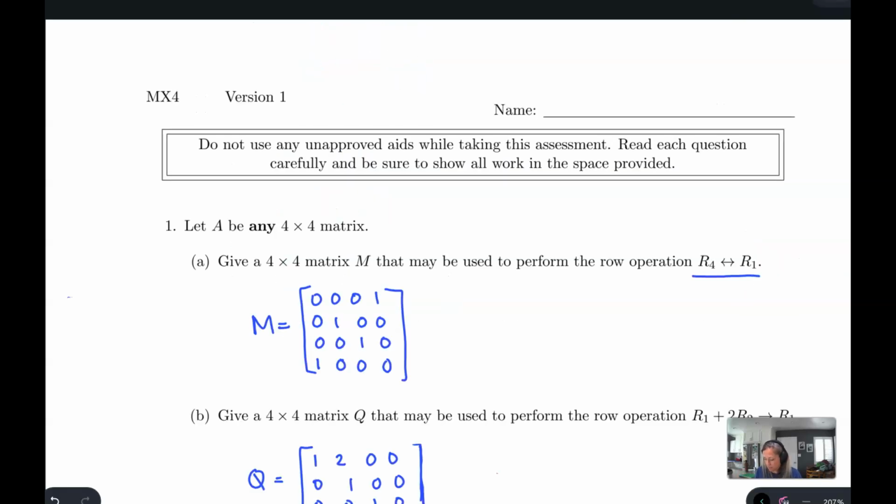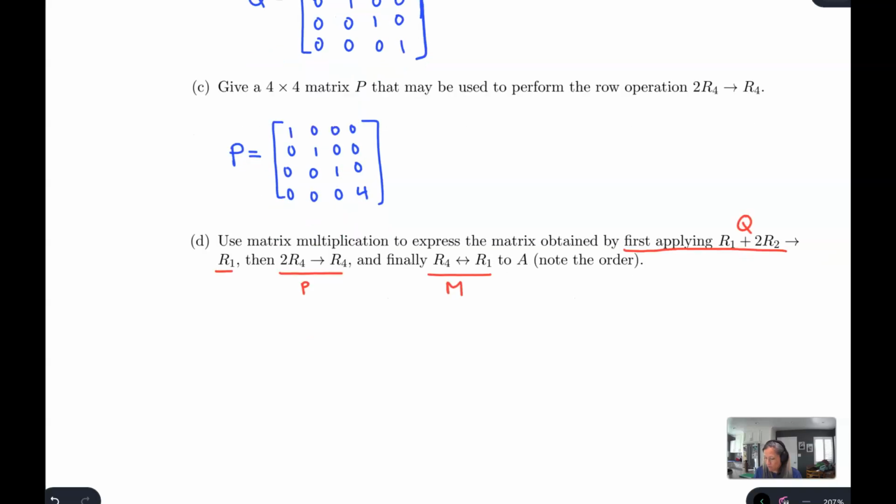So if I want the first thing to happen to A to be the row swap, I need to go ahead and do Q times A. Not the row swap, the addition of a scalar multiple of another row, right? That's going to go ahead and do that first because this is the first thing that would happen. And then I can be like, okay, next I want us to scale up row 4. And then lastly, let's do the swap. So this is our matrix multiplication.